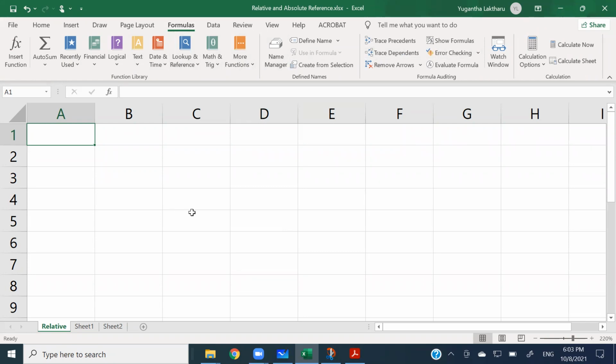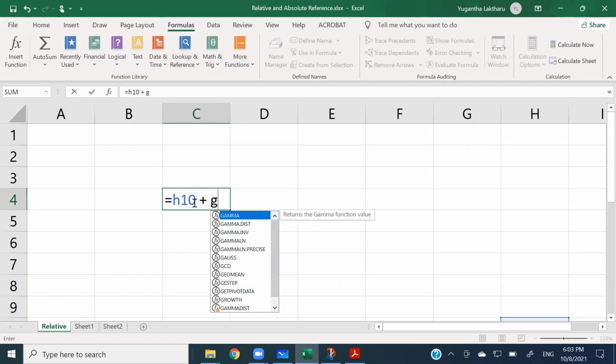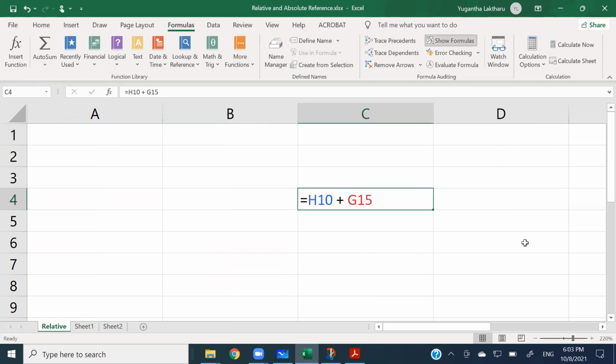So I'm taking this cell and saying it equals H10 plus G15, right? And I'm going to show my formula. So it's like this. Now here come the questions. You can answer on the chat box, right? For you to understand, tell me the answers as you understood, all right?